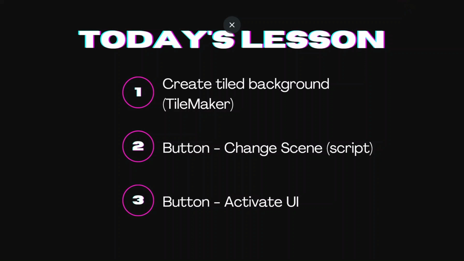Hello everyone, today we will be learning how to make UI in Unity. We will start by making a tiled background with TileMaker and new AI. And then we will be making buttons, one for changing the scene, and that will be with a script, and another one for activating, for example, a settings menu.